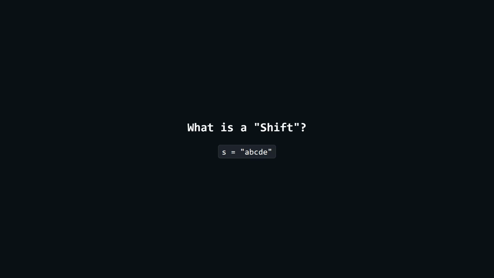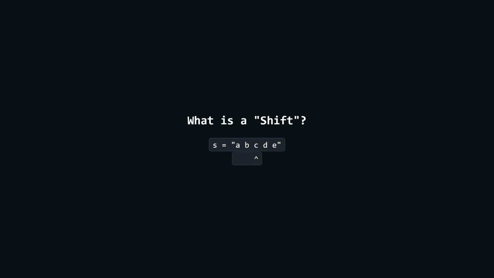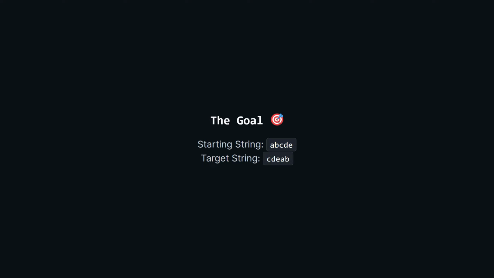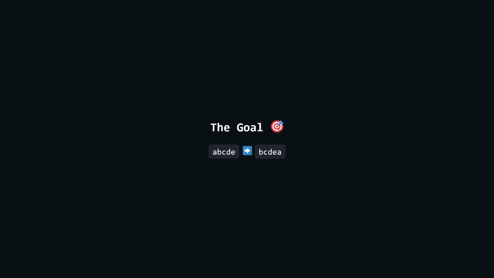The core of this problem revolves around something they call a shift. Imagine we have a starting string, like the letters A through E. The shift is just taking the very first character on the left, pulling it off the front, and sticking it directly onto the very back. That's one shift. Our ultimate goal is to see if our starting string can eventually turn into a specific target string. Can we keep shifting the characters, one by one, until it perfectly matches that target? If yes, we return true. If not, we return false.